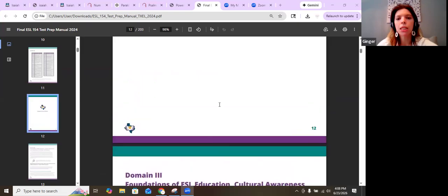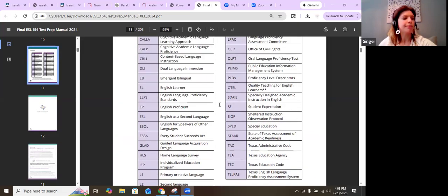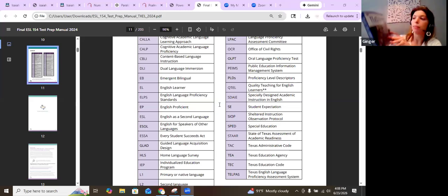Okay, so that's the acronyms. To master those, you can just replay that. Now I'm using the TExES ESL Supplemental Guide. It's the most recent one, published by REA. And I'm going to go over some of the glossary. So here we go.